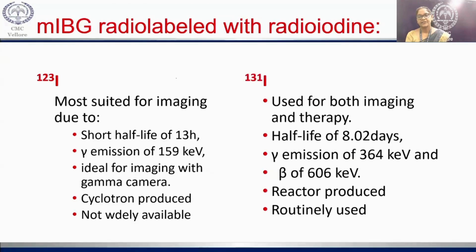Iodine 131 is used both for imaging and therapy. It has a half-life of 8.02 days. It has both gamma and beta emission. The gamma emission is used for imaging and the beta emission for therapy. This is nuclear reactor produced, and this is what is routinely used across our nation.